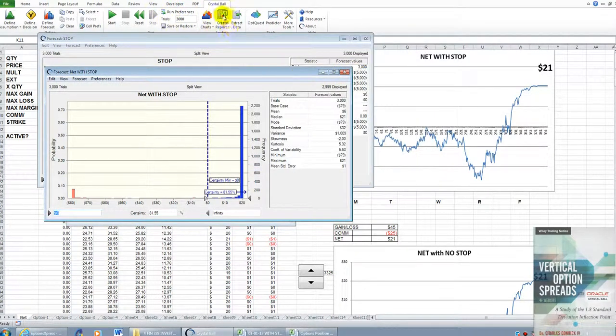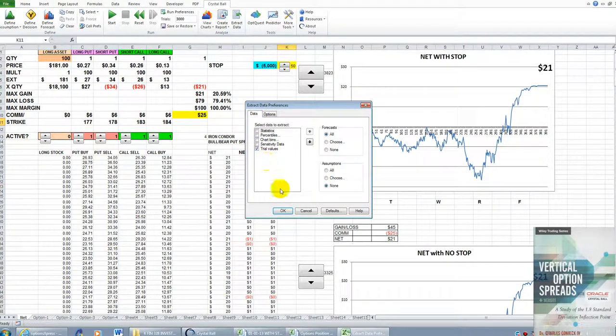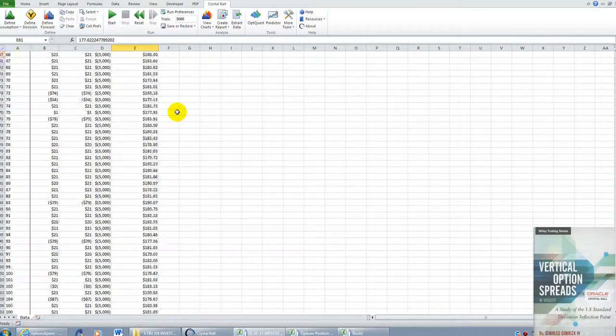One of the things I really like is that you can also extract the data, and I like to look at this, and that's all the trial values. So in other words, here's week 1, week 2, week 3, and so forth, and you can see where your losses, your gains would have come from, and then using the geometric Brownian motion, you can see where the stock ended up on each particular trial.